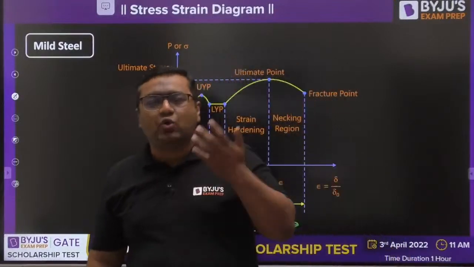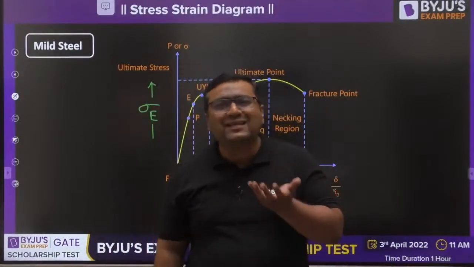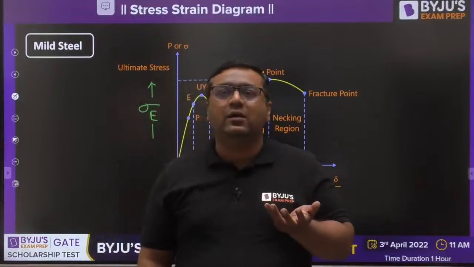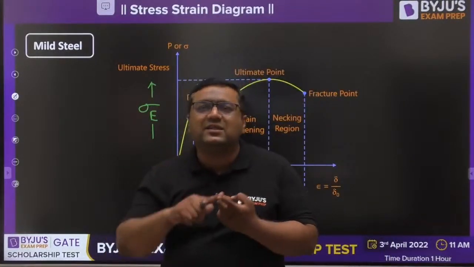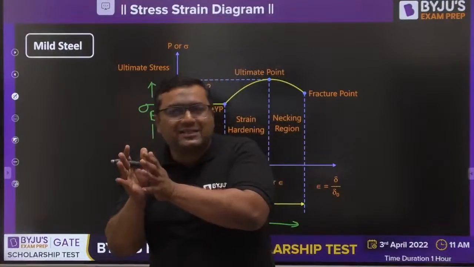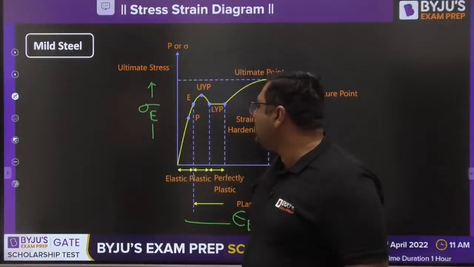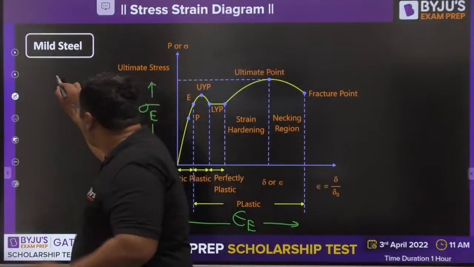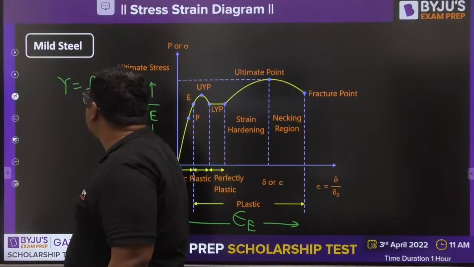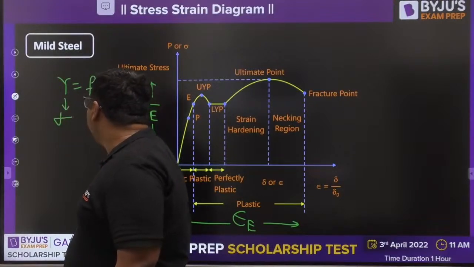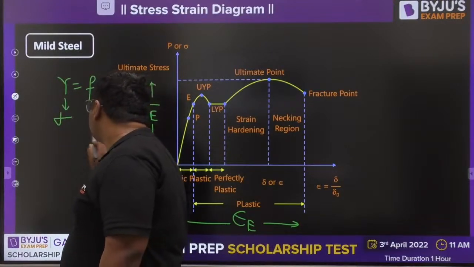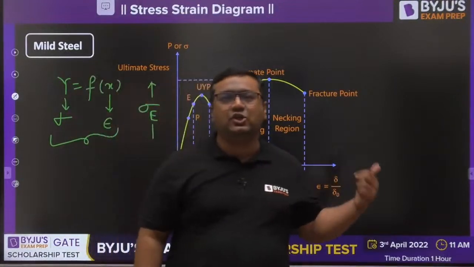So stresses always come when strains are restricted, either completely or partially. It means stress is a function of strain. That is why we always write y as a function of x. That is the reason we keep sigma on y and strain on x. So we always write stress as a function of strain.